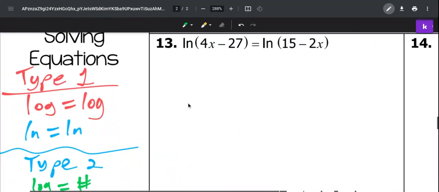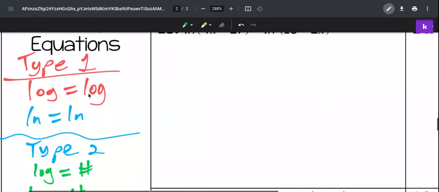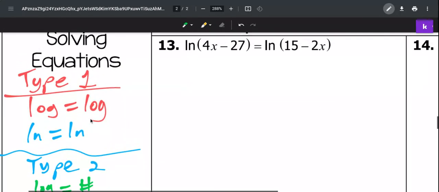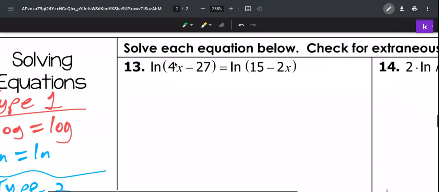All right, so now let's go to 13. Now remember, we first want to decide, do we have a type 1 logarithmic equation or type 2? So number 13, you can answer type 1 or type 2. Hopefully, we're saying type 1. Here's why. Type 1, we have a natural log on both sides.